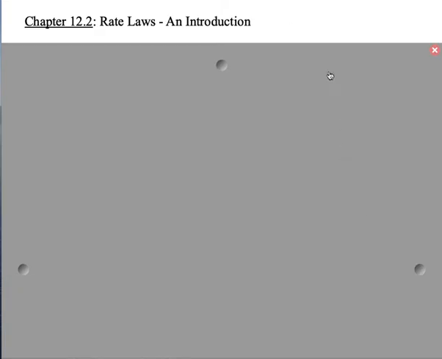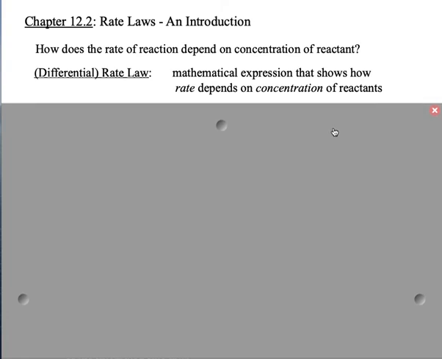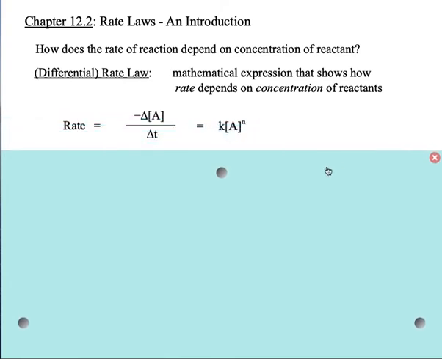Now let's talk about rate laws. So how quantitatively does the rate of reaction depend upon the concentration of reactants? We will express that by using what is called a differential rate law, or sometimes just rate law, which is a mathematical expression that shows how the rate of reaction depends upon the concentration of reactants. A rate law for the hypothetical decomposition of A to form products always looks like this. The rate, which I will define as the decrease in concentration of reactant A with respect to time, is equal to k times the concentration of A to the n power.